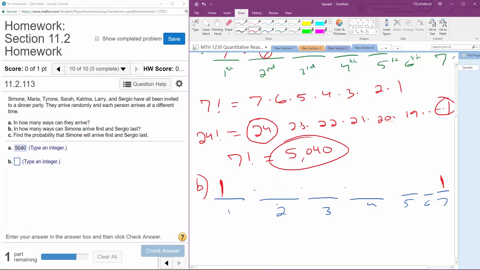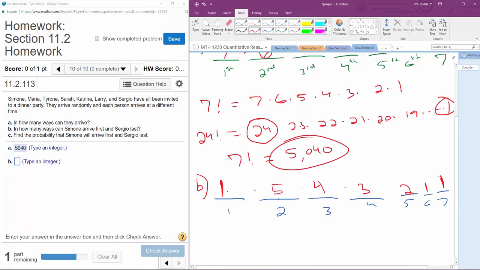So then for 2nd place, there are 5 people left over, right? Because 2 were already taken out because we put 1 at first and 1 at last. So then there would be 4 people left for 3rd place, 3 people left for 4th place, 2 people left for 5th place, and 1 person left for 6th place, right?